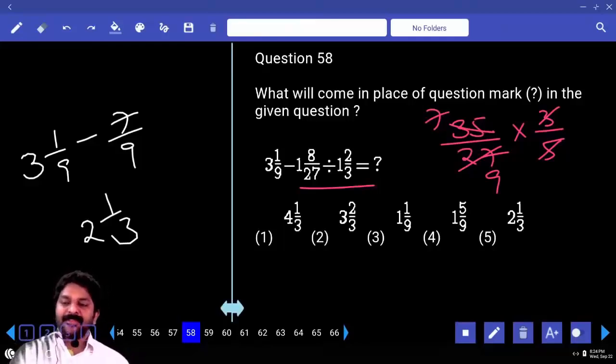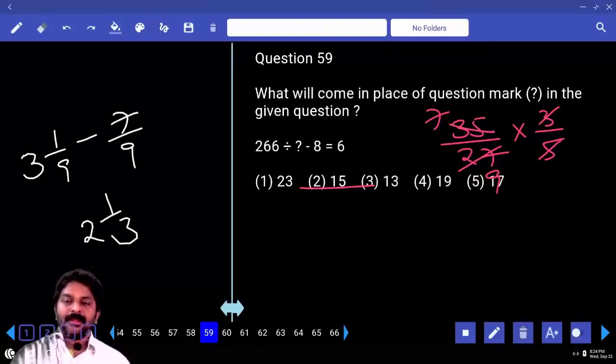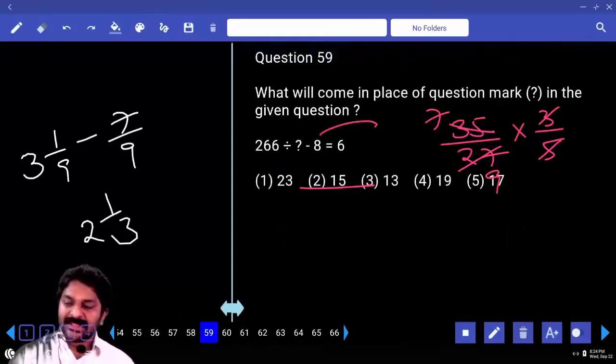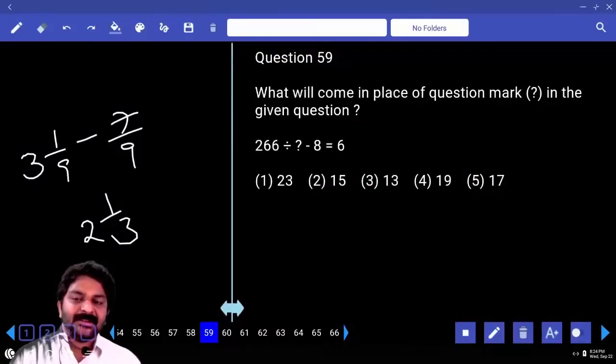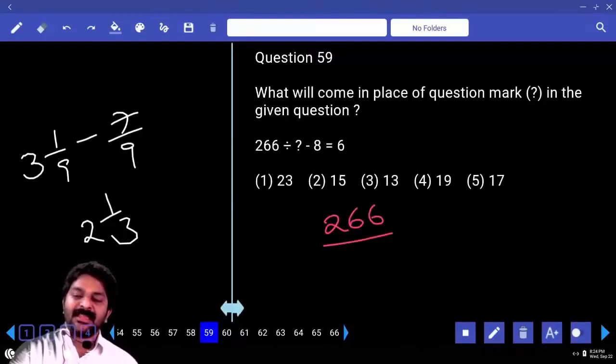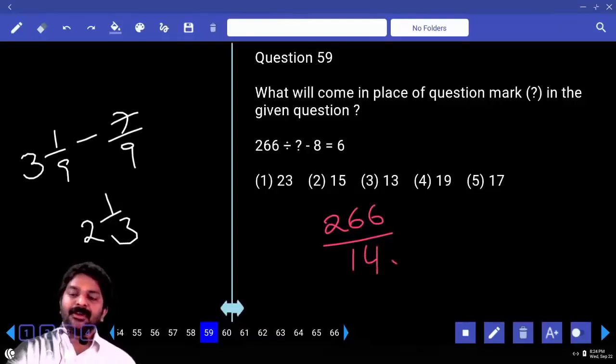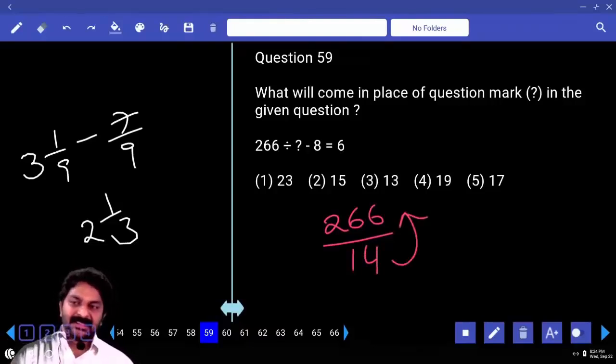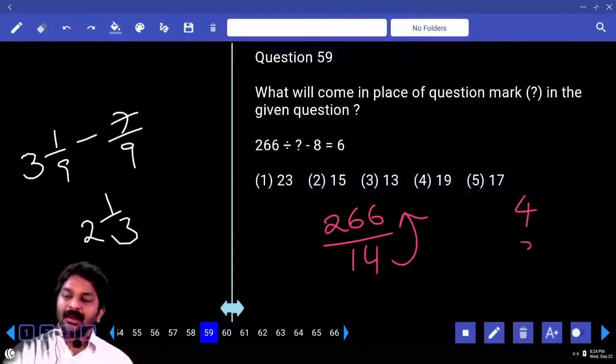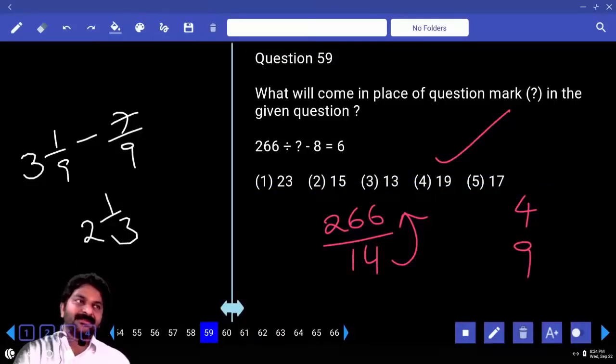Two 1 by 3, fifth option. Minus 8 goes to the other side. 6 plus 8, 14. Then x is equal to 266 divided by 14 only. 4 into which number ends with 6? Either 4 or 9. So the answer must end with either 4 or 9, and there is only one. Fourth option final.